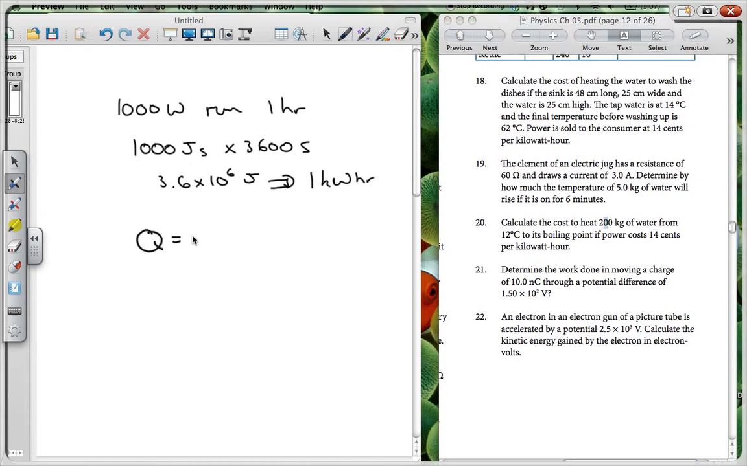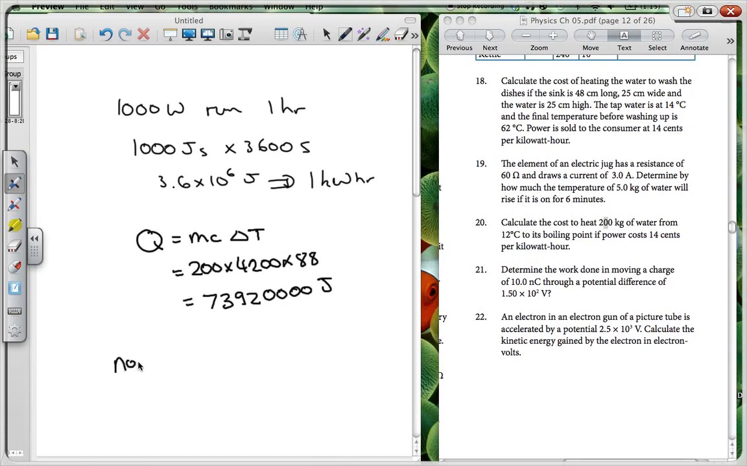My Q is equal to mc change in T, so that's going to equal 200 kilograms times 4,200 times 88 degrees. That will be the total energy required to do that. So it's going to be 200 times 4200 times 88, and I get this number over here, 7392, and then there are 4 zeros. That's the total amount of joules.